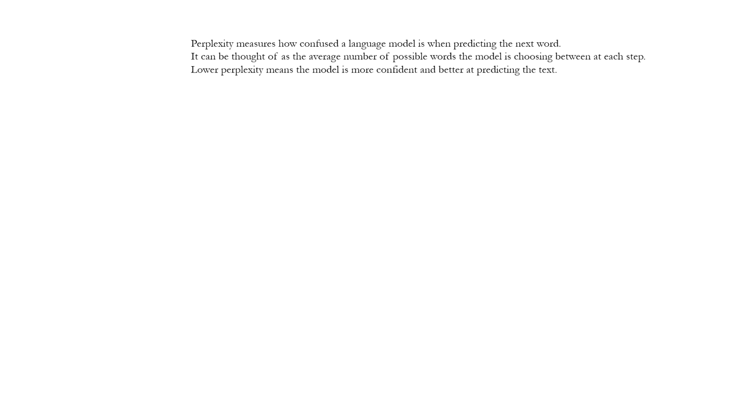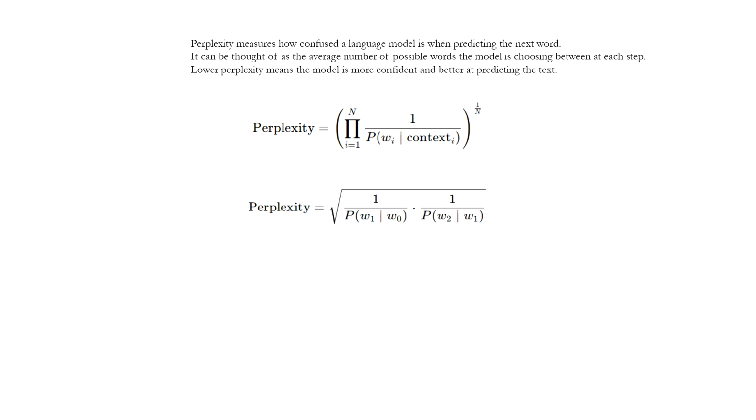So perplexity measures how confused a language model is when predicting the next word. It can be thought of as an average number of possible words the model is choosing between at each step. Lower perplexity means the model is more confident and better at predicting the text. So here's the formula, right? We're doing the inverse of the probability of the word given the context to the 1 over nth power. And here's the expansion of that idea.